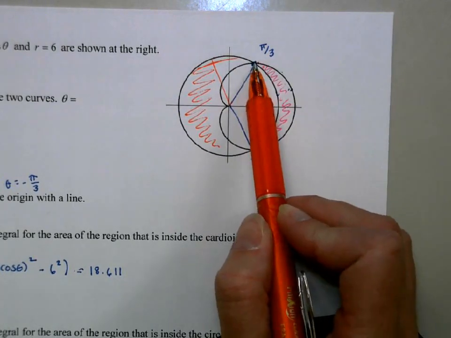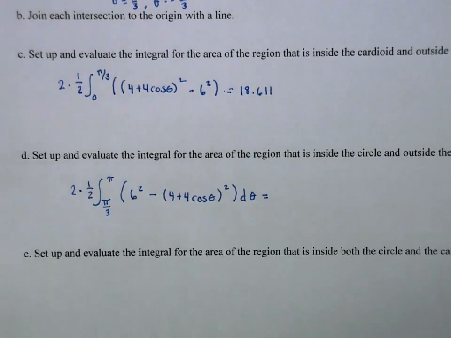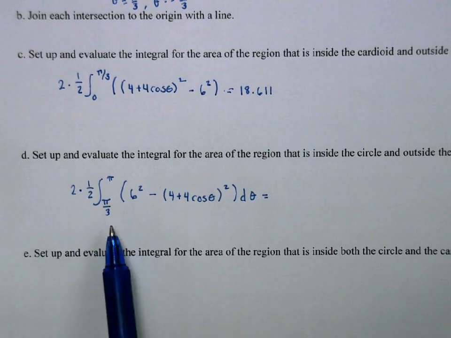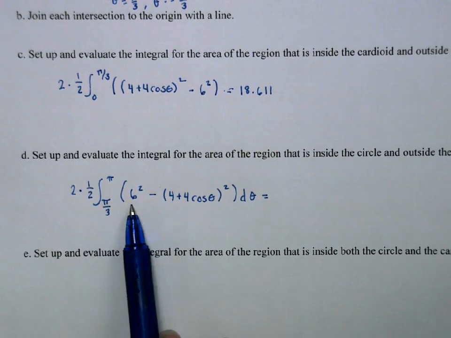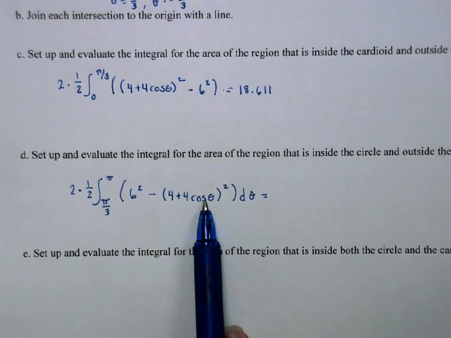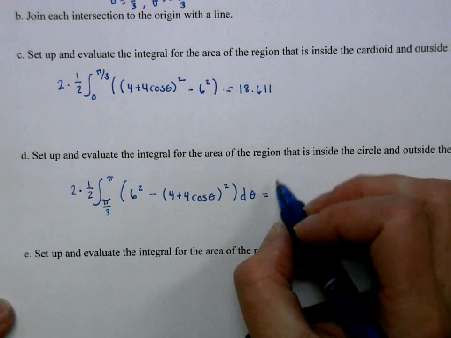Okay, so I've set that up. 2 times the integral from pi over 3 to pi, since I'm just going to do half and then double it. And the outside is the circle 6 minus the inside cardioid squared, which gives us 56.309.